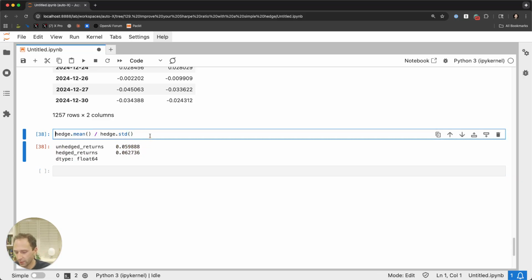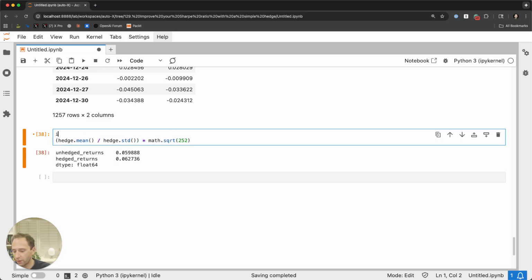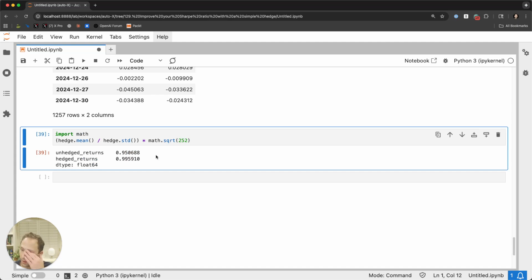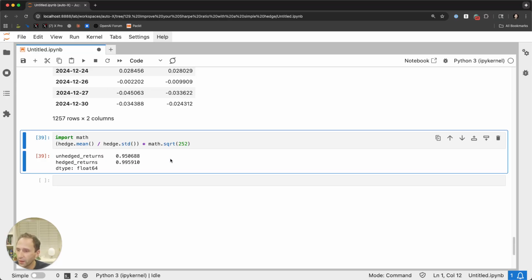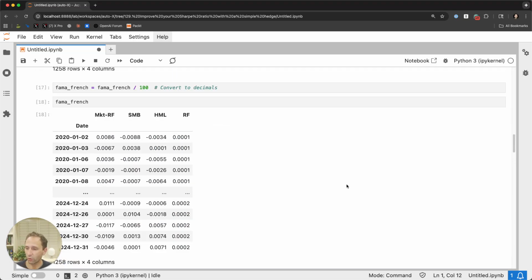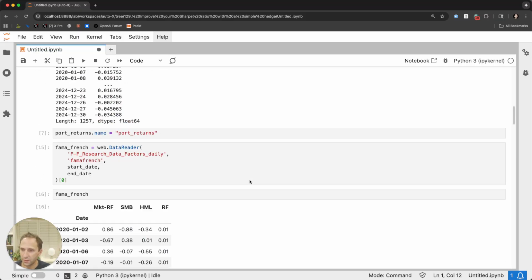Now, this is not annualized. So if I do this times the square root of 252, I might have to import math here. This gives us the annualized volatility, which seems to be quite high. We are dealing with tech stocks here, but we do get a slightly higher return on the hedged portfolio than we do with the unhedged portfolio. So, again, with just a couple lines of Python, we were able to create a so-called hedged portfolio against the Fama-French factors.